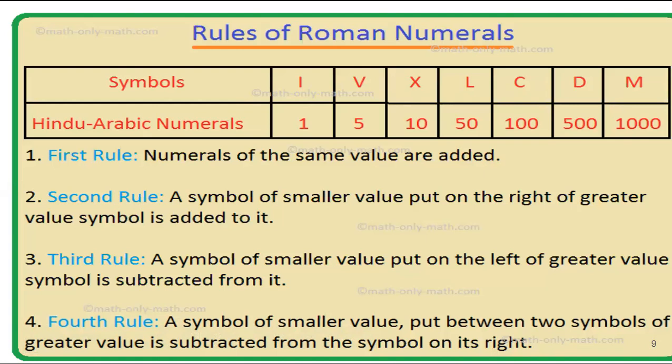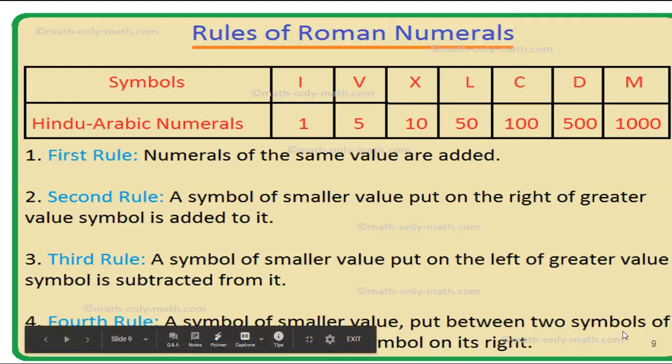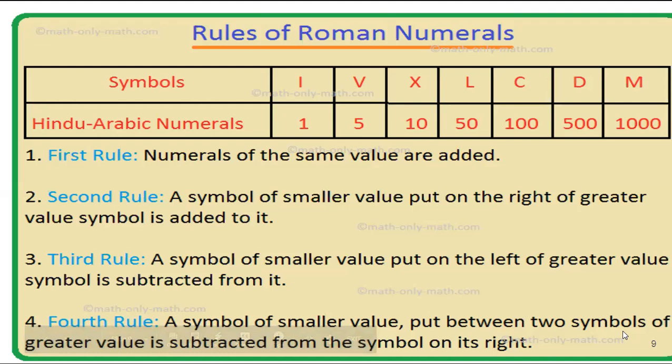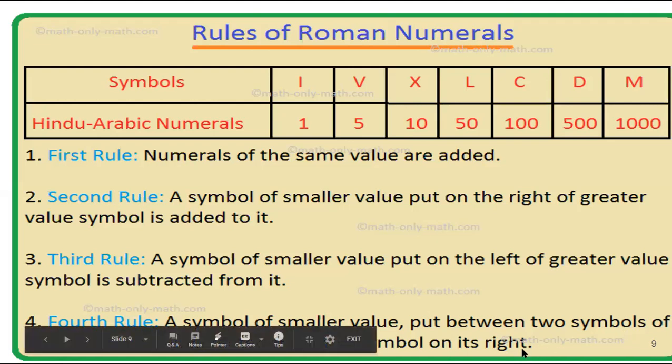Numerals of the same value are added. A symbol of smaller value put on the right of a greater value symbol is added to it. The third one is a symbol of smaller value put on the left of a greater value symbol is subtracted from that. A symbol of smaller value put between 2 symbols of greater value is subtracted from the symbol on its right. I will explain in detail. And no Roman numeral is repeated more than 3 times. I will explain this with the help of examples.